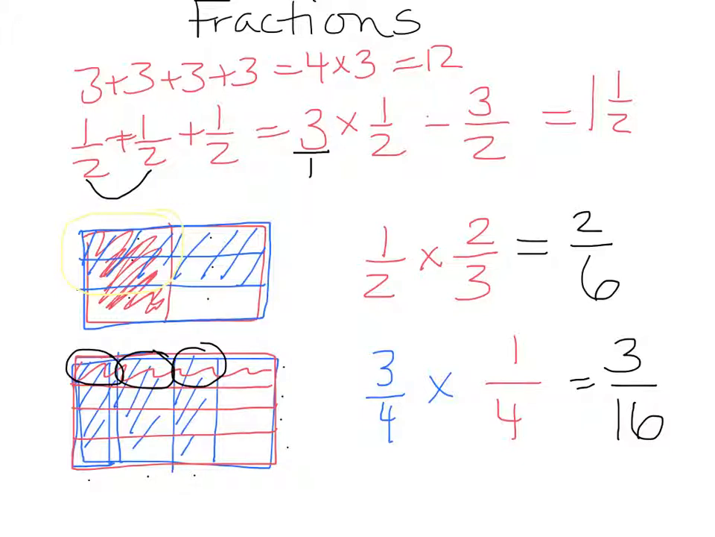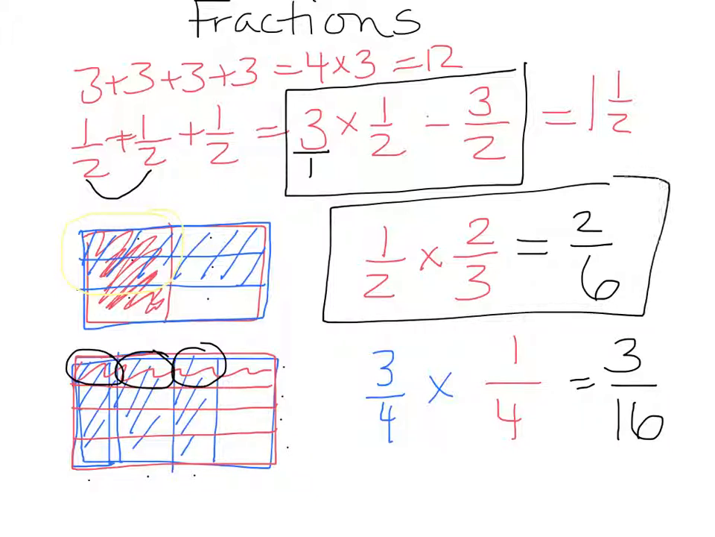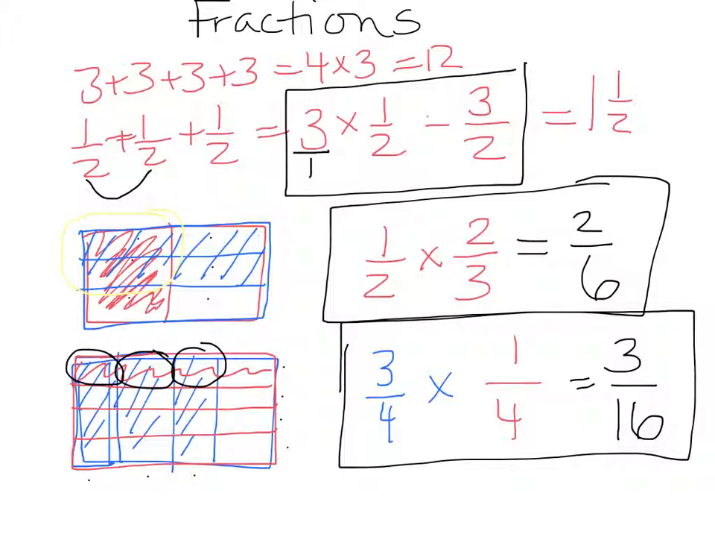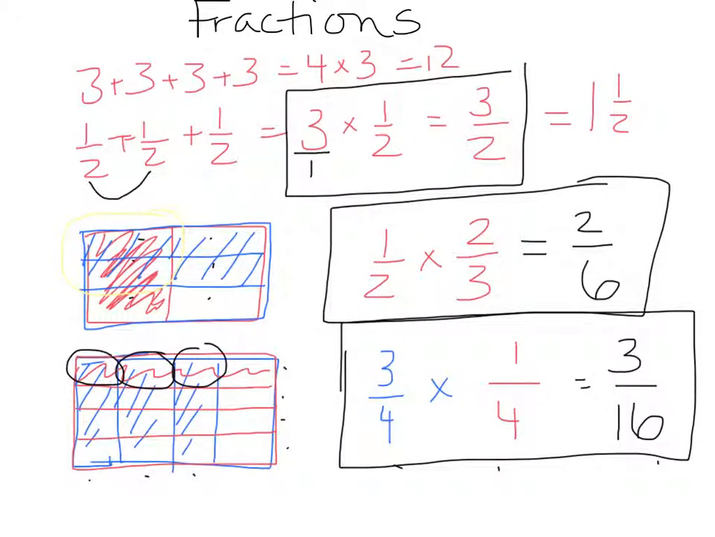Can you find a pattern in our 2 fractions that are being multiplied and their product? So what do you notice about numerators and denominators of the given fractions and what they result in their answers? You should be able to see the pattern where if you multiply the numerators, 3 times 1 is going to equal 3. And you multiply the denominators, 4 times 4 is 16. Here, 1 times 2 is 2, 2 times 3 is 6.